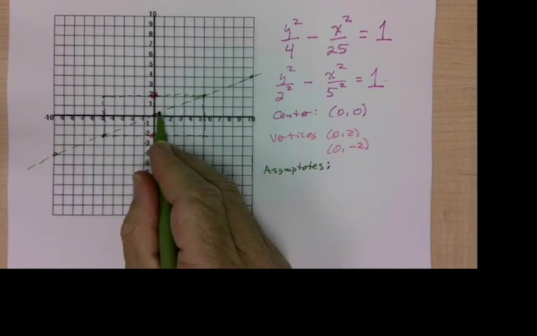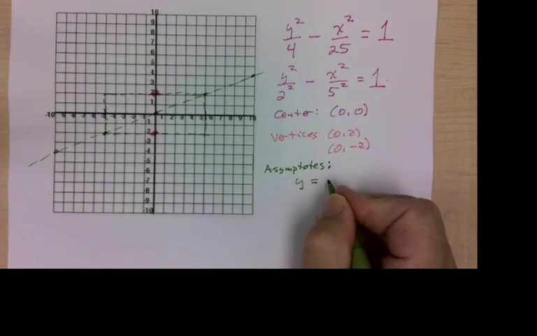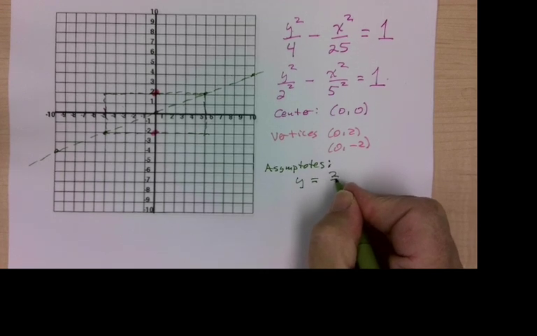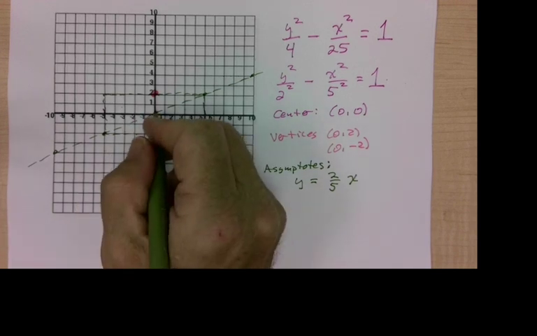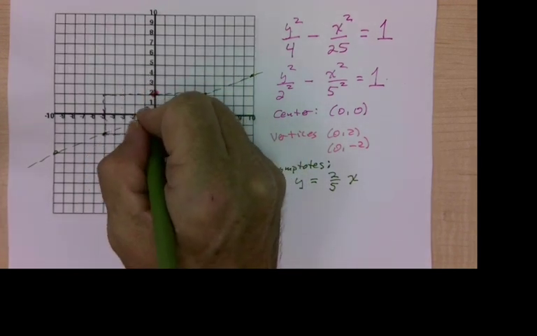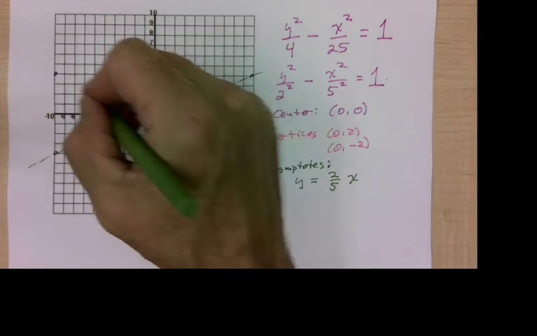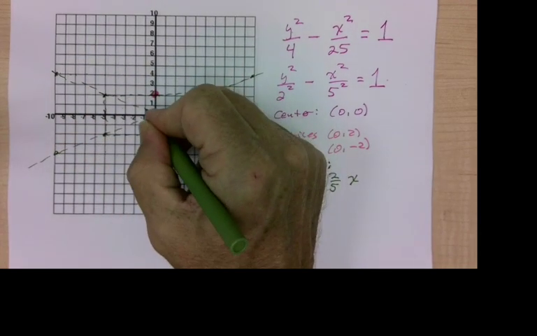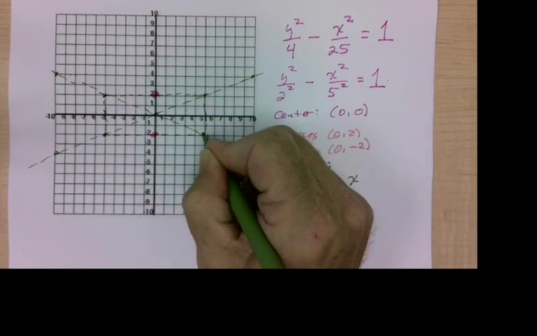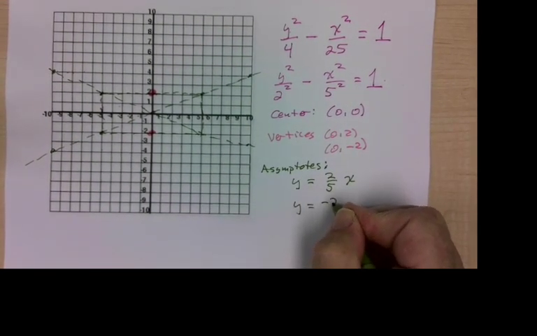The equation of this asymptote, the center is 0, 0, so that makes it easy. The y-intercept is 0, but we're rising 2, running 5. So one of my equations of the asymptotes is y equals 2/5 x, rise 2, run 5. And the other equation you can see is this way, up 2, back 5. So down 2 over 5 is what we have here. So the equation of that asymptote would be y is negative 2/5 x.